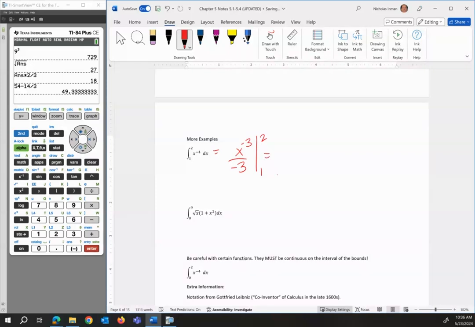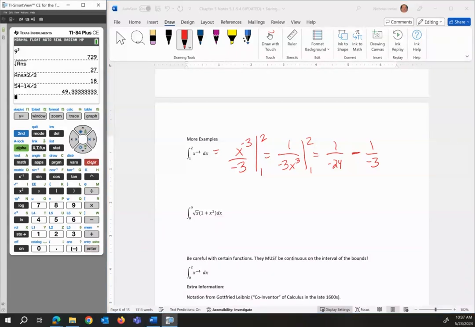A negative exponent technically moves to the bottom. That negative 3 is just a negative number, so I technically have 1 over negative 3x cubed from 1 to 2. So I can plug in 2. 2 cubed is 8. 8 times negative 3 is negative 24. I subtract, then I plug in 1. 1 cubed is 1 times negative 3.